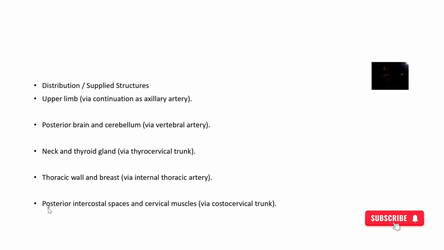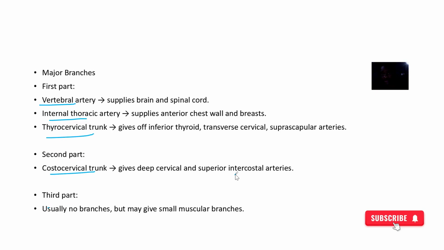So it supplies the upper limb, supplies the posterior brain and the cerebellum. It gives some branches that go to the brain. Supplies the neck and the thyroid gland. Supplies the thoracic wall and the breast. Also the posterior intercostal spaces and the cervical muscles. Beautiful.